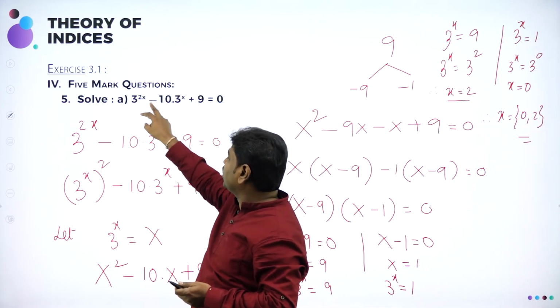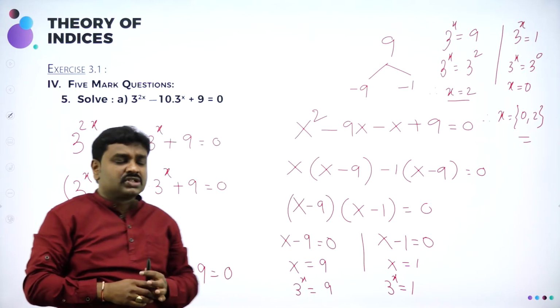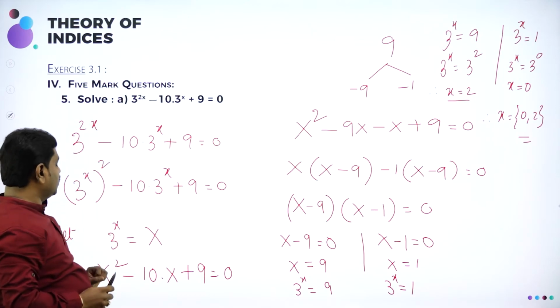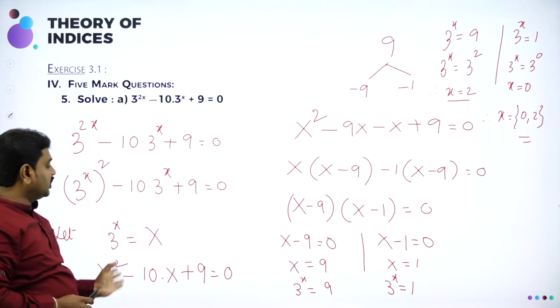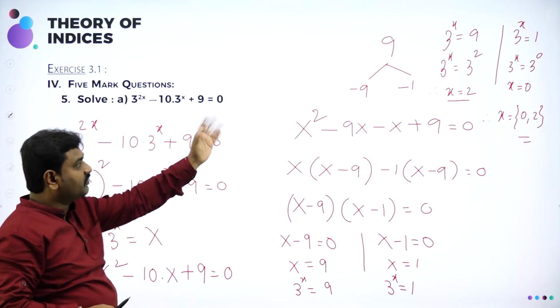So it is 3 power 2x minus 10 times 3 power x plus 9. Then you can solve it and you get the x. So what is the logic? This 3 power x, when I saw, I assume it as a capital X so that it will become a quadratic equation. Once it becomes quadratic equation, you learned in high school middle term factorization.